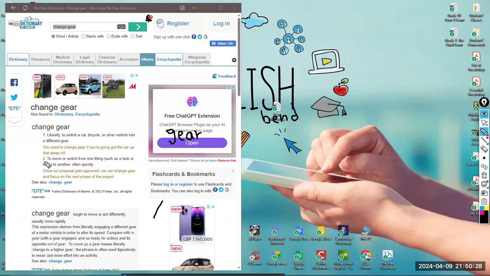But if you are talking about idioms, you mean to move or switch from one thing, one mission, one task, one topic to another one. Change the gear if you are using a car or bike. This is the literal meaning. But now we are talking about idioms. So please, you have to be careful about the literal meaning and idioms.